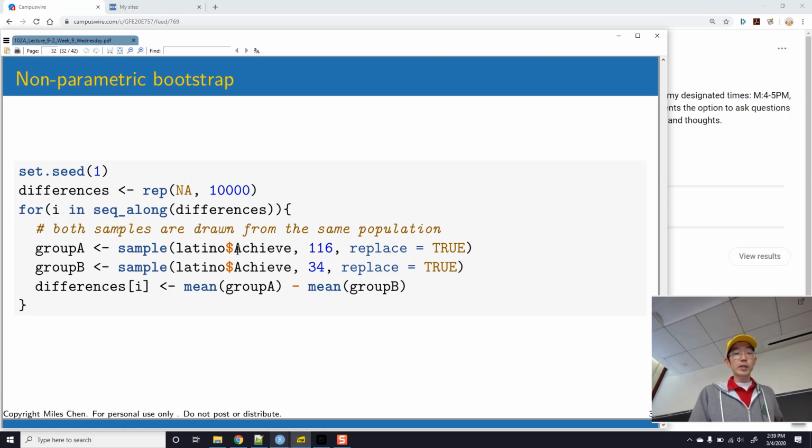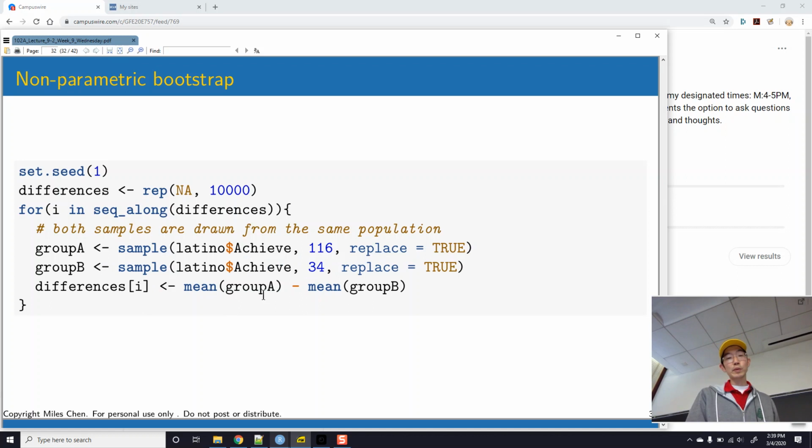So we're saying this column, Latino$achieve, that's the 150 achievement scores that appear in our data, okay? And we are going to draw 116 values with replacement from here, so we use replace equals true. We draw 116 values from there, and we're going to call that group A. And we're going to draw 34 values from the same population, and we're going to call that group B, right?